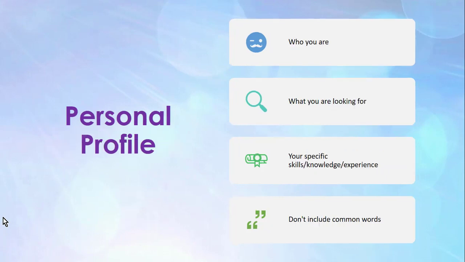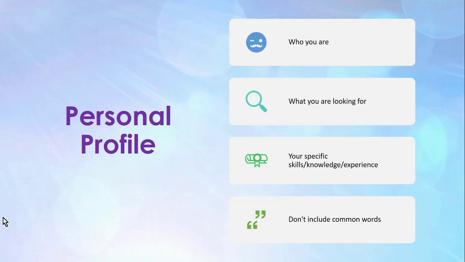So the next stage is your personal profile. And many people find this section quite difficult because they're not sure what to write. But here are some simple things to make sure to include. So firstly, state who you are. For example, current H&D student with a passion for graphic design. Then what you're looking for. For example, seeking employment in the design industry.